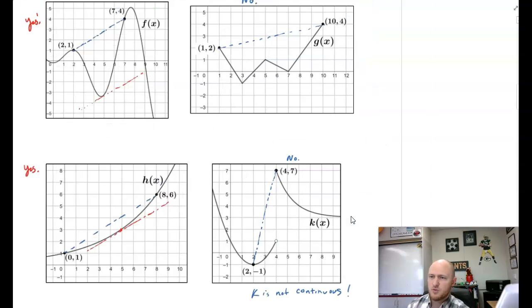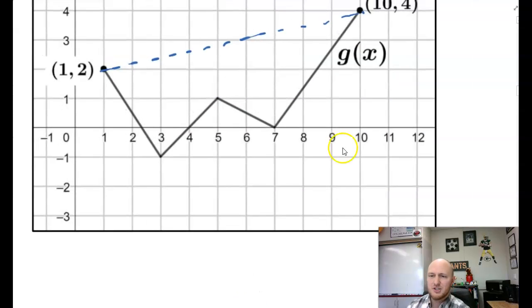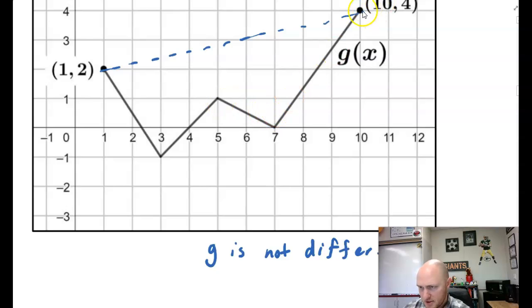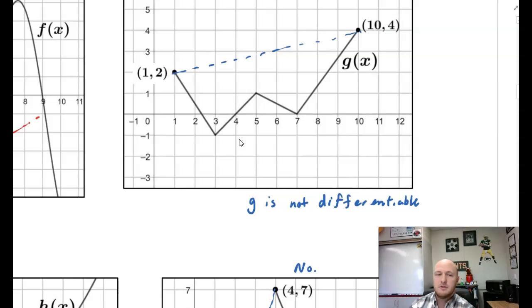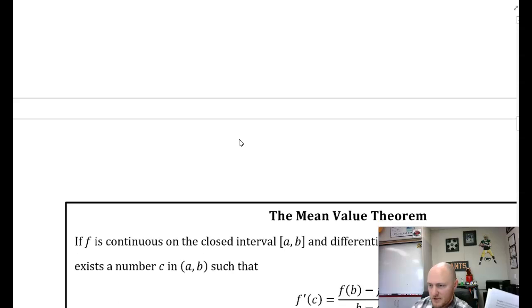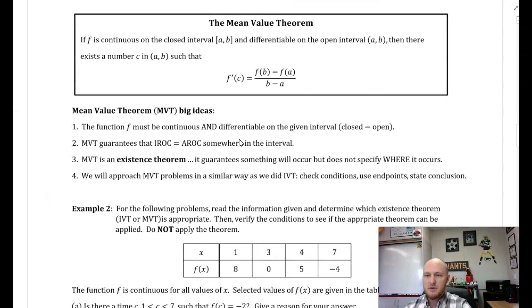And then what's wrong with g of x? Well, this one's not smooth, or more so, g is not differentiable. It is not differentiable at every single point, meaning I can't take the derivative right here at these sharp turns or cusps. Okay, so that has something to do with it. Okay, well, let's go ahead and meet the mean value theorem. So that's just some kind of background work generating our idea around the mean value theorem.